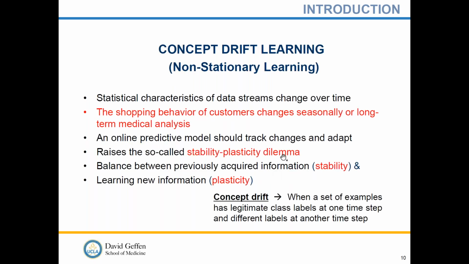The second problem that occurs in sequential learning is the concept drift problem or non-stationary problem. The statistical characteristics of data streams change over time. Examples include online shopping behavior of customers changing seasonally, or long-term medical analysis. So the online predictive model should be able to track such changes and adapt accordingly, which raises the so-called stability-plasticity dilemma. You have to balance between the previously acquired information and learning the new information.